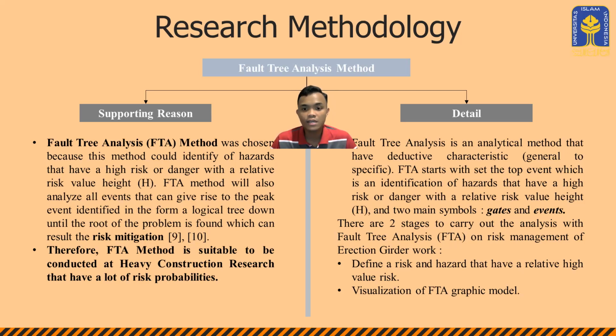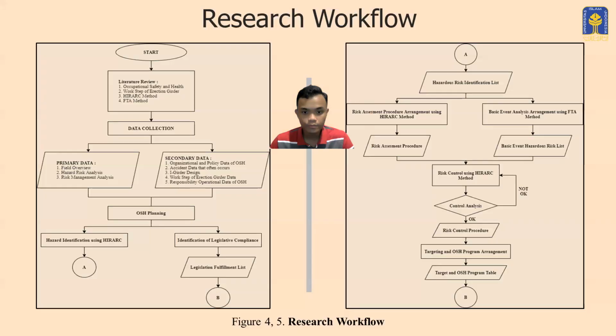If we seek more detail regarding FTA, it is an analytical method that has a deductive characteristic, as I already mentioned before, and starts with the top event, which is an identification of a hazard that has high risk or danger with a high relative risk value, which we could symbolize with H. It also has two main symbols, namely gates and events. The two stages to carry out the FTA method are, first, defining a risk and hazard that have a relatively high risk value, and then visualizing the FTA graphic model.